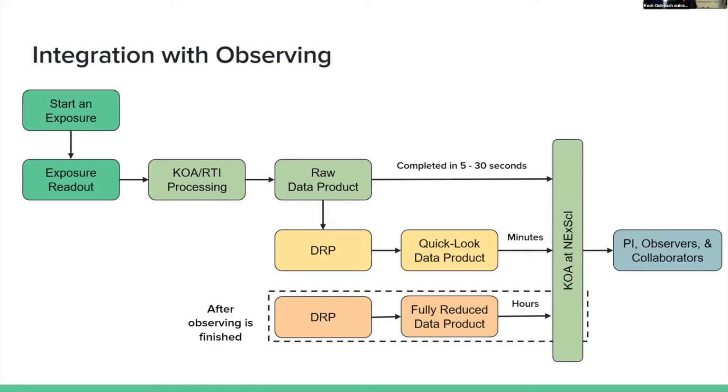So in summary here, your raw data is available within a few seconds in the archive, available to the PI and anybody that has access to that data. The quick look data is available within a couple of minutes, and the fully reduced data usually within about 4 hours or so of the end of the night, depending on the DRP.